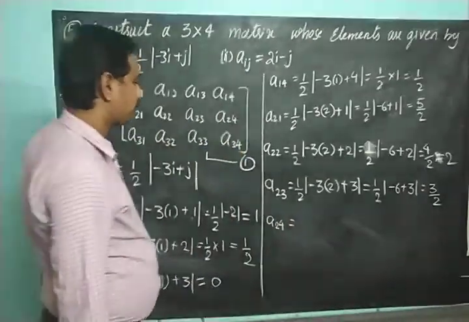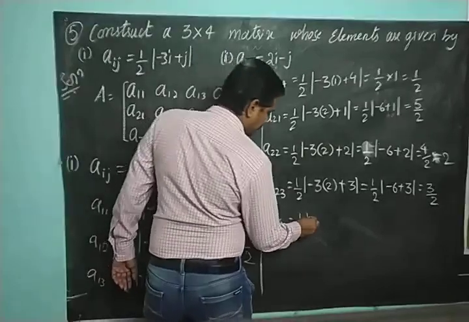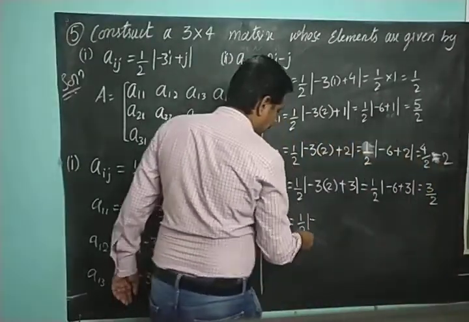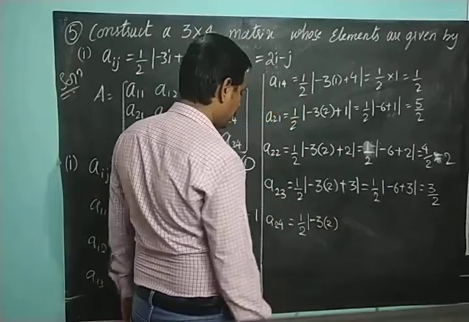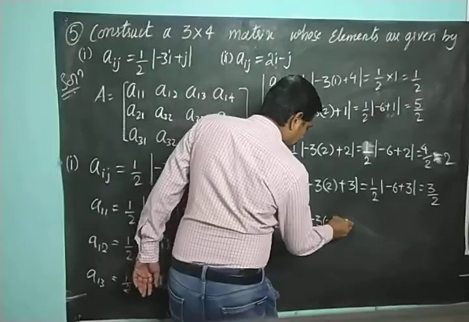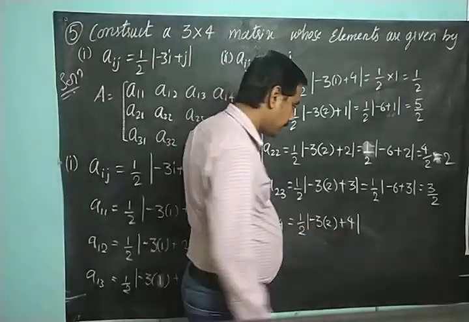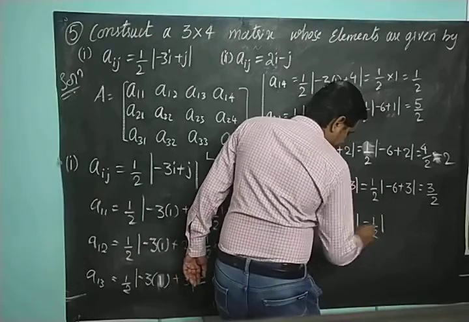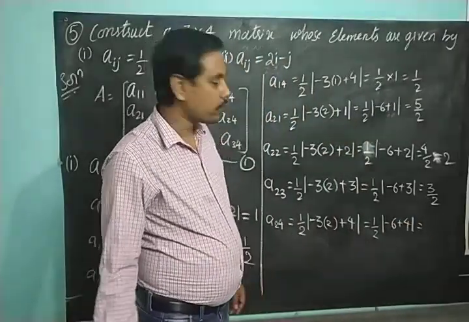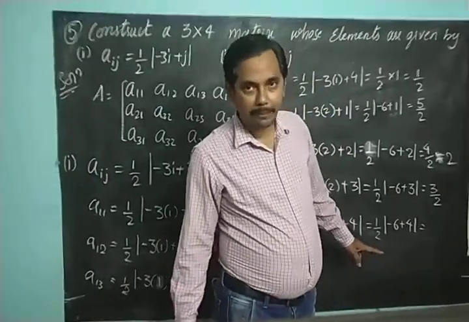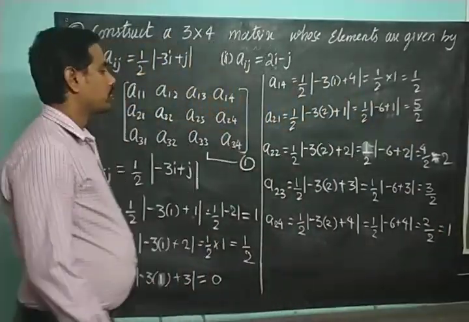So A24 is 1 by 2 as it is. Minus 3 into 2 because I is 2, plus 4. Minus 3 into 2 is minus 6 and it will be plus 4. This is 1 by 2 as it is. Minus 6 plus 4. What will be minus 6 plus 4? That is minus 2. Out of mod, it will become plus 2. Plus 2 divided by 2, 2 by 2, that is 1. Right? So this is how you need to calculate the values.